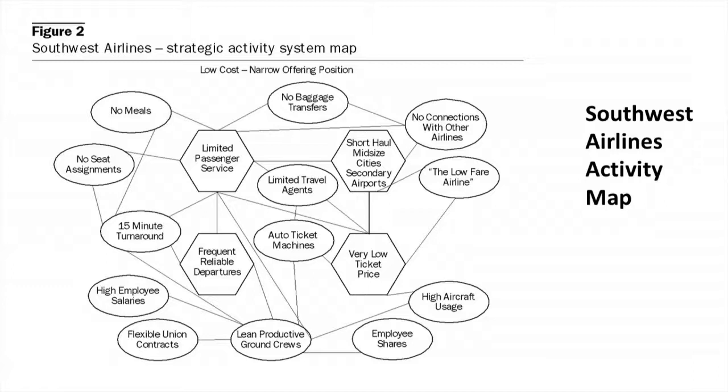So the key circles, the black circles, if we had shaded them in black, are limited passenger service. They don't serve expensive meals or check bags or do all of those things. Frequent, reliable departures. Keeping on time is really important. Very low ticket prices. This is a low-cost airline and therefore a low-price airline. Remember, price, value, cost. And the value part, they have short-haul flights between medium-sized cities, mid-sized cities with secondary airports, and they don't use a hub system. They fly you directly to where you want to go.